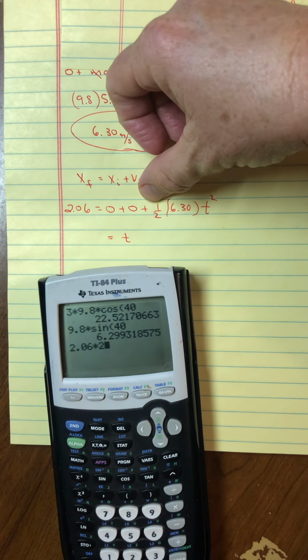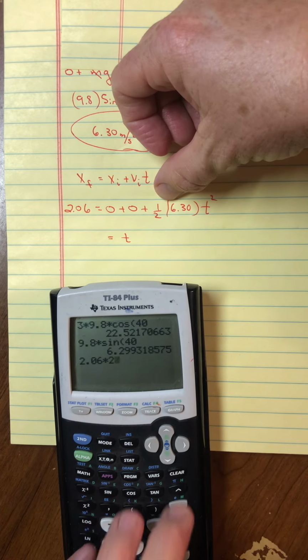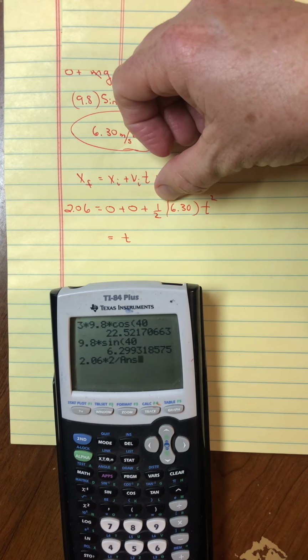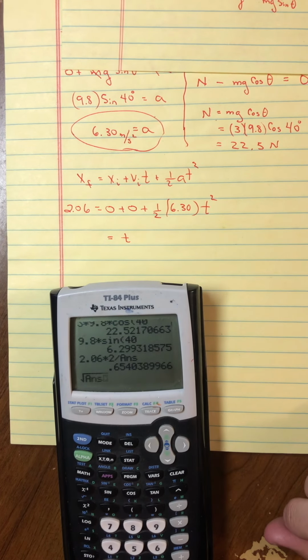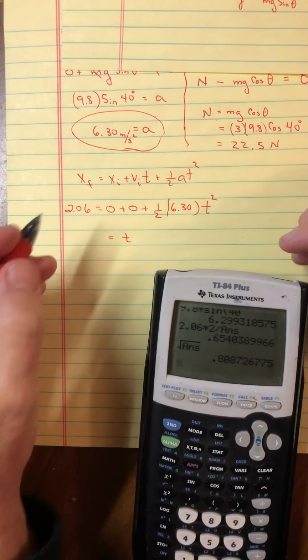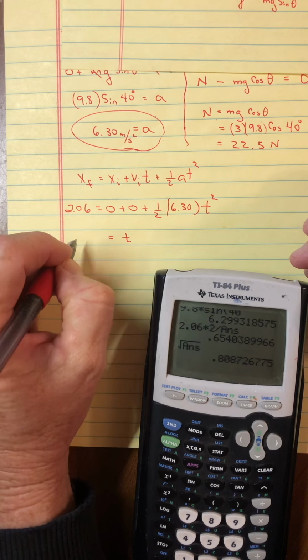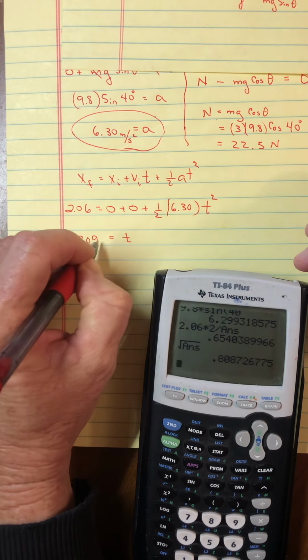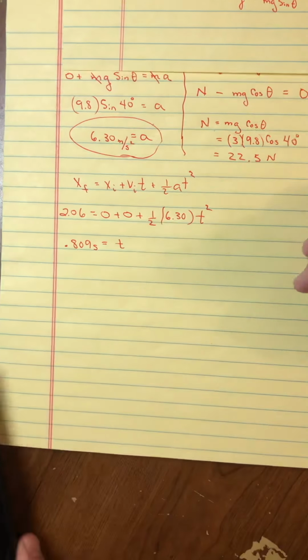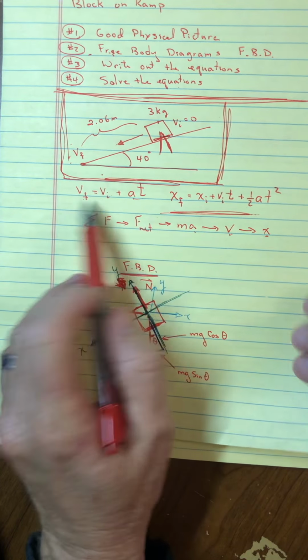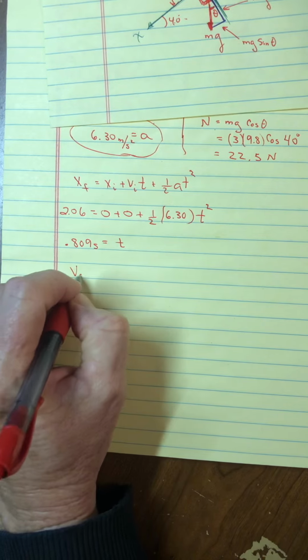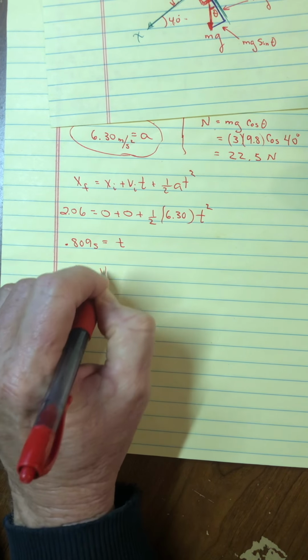2.06 multiplied by 2 divided by the last answer, and then taking the square root gives me a time of 0.809 seconds. And then as we mentioned earlier, once I have that, I can put it into the first equation.